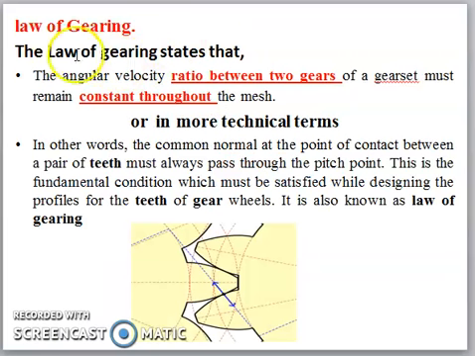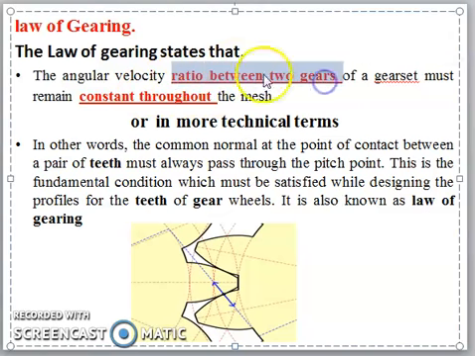The law of gearing states that the angular velocity ratio between the two gears of a gear set must remain constant throughout the mesh. The angular velocity ratio is omega 1 by omega 2, and it must remain constant throughout the mesh, that is, throughout the contact.